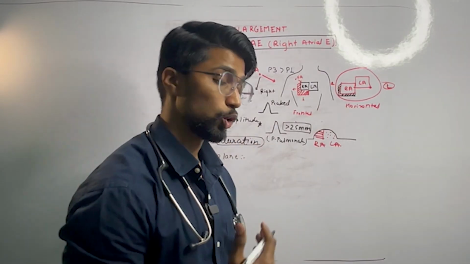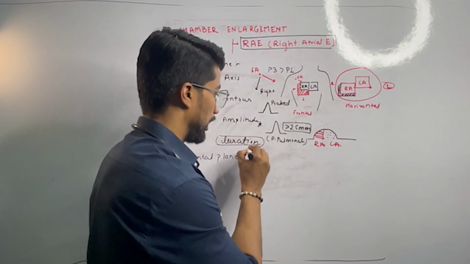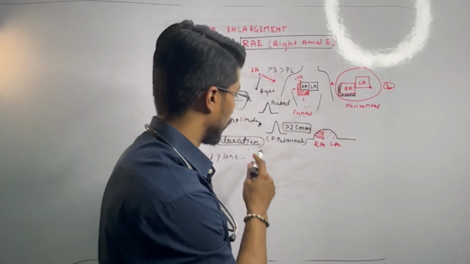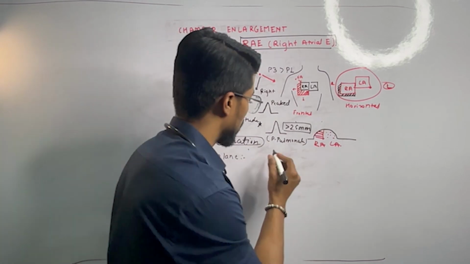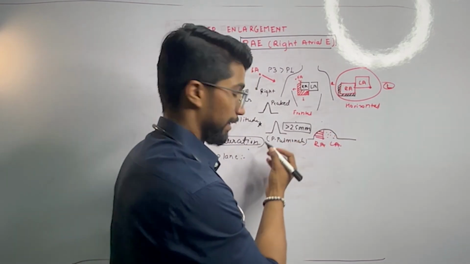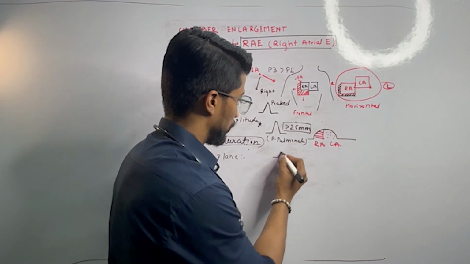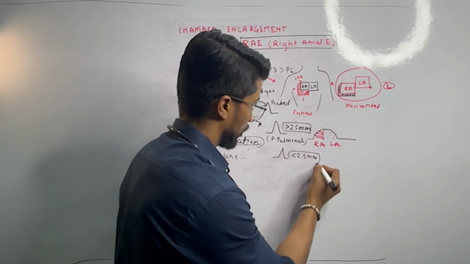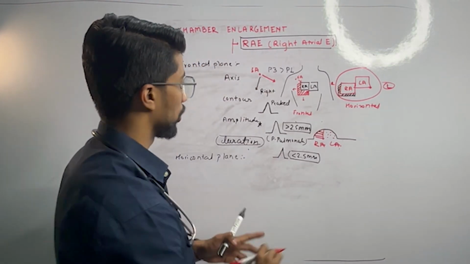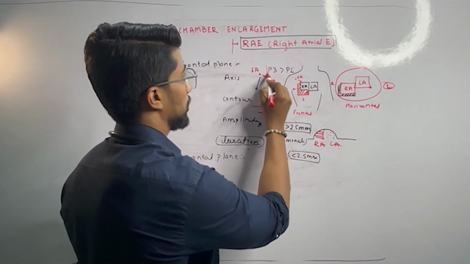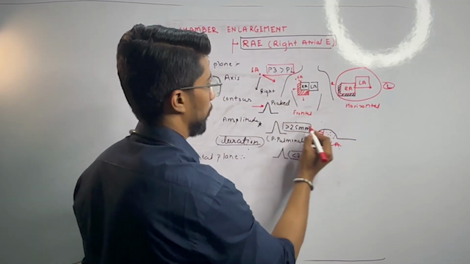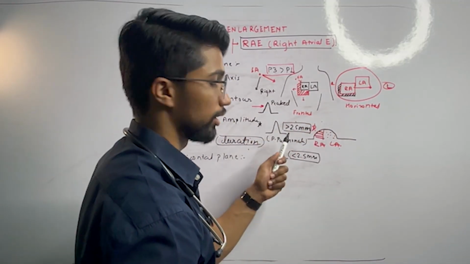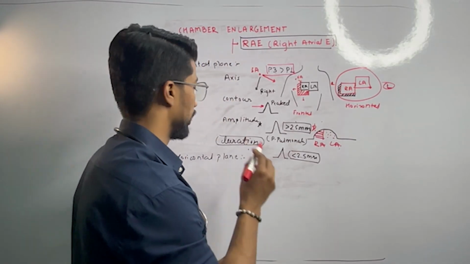The normal duration is less than 2.5 mm, but in right atrial enlargement, there is no increase in the duration of the P wave since there's isolated RA enlargement. If it's associated with LA enlargement, the duration can be increased. So the duration remains less than 2.5. The highlighting factors: the contour is peaked, P3 is more than P1, and amplitude is more than 2.5. So these are the three important features of right atrial enlargement.